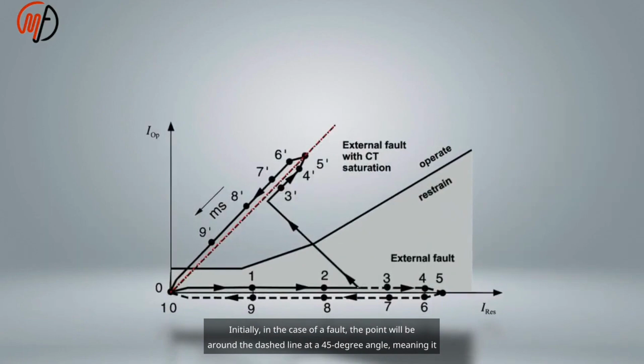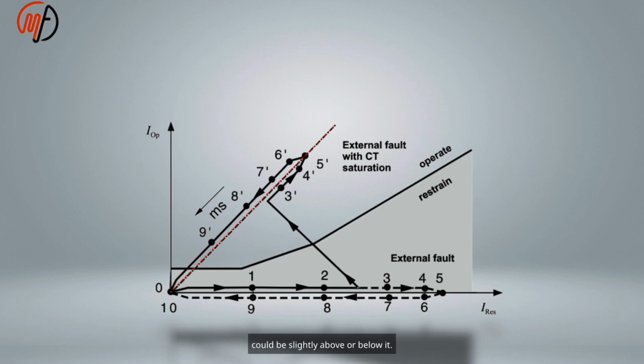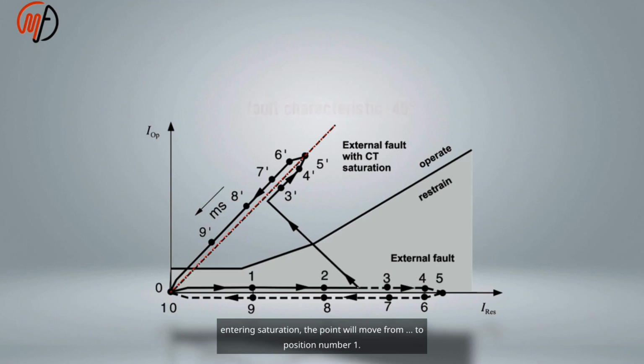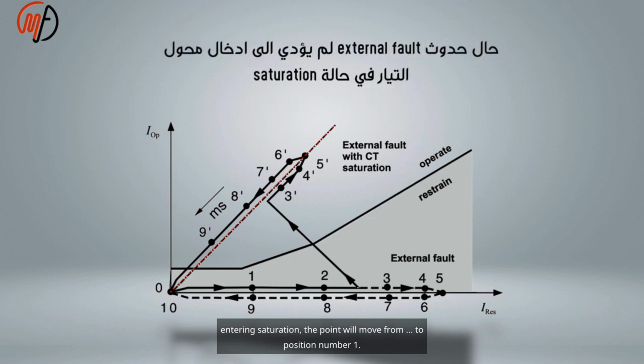Initially, in the case of a fault, the point will be around the dashed line at a 45-degree angle, meaning it could be slightly above or below it. If a fault occurs that does not lead to the current transformer entering saturation, the point will move to position number 1.